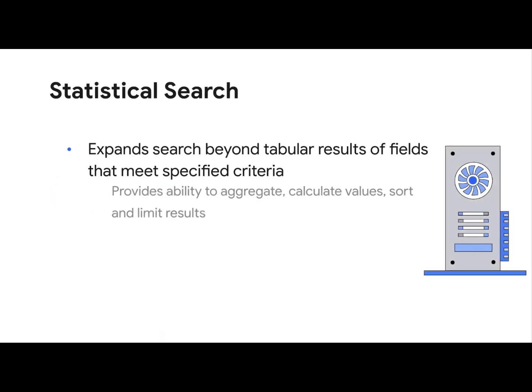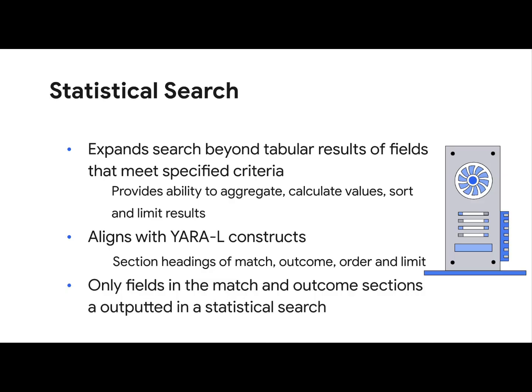Statistical search is an expansion of search that goes beyond the tabular result set that we get when we specify fields and values. With statistical search, the analyst has the opportunity to aggregate data by common values and generate calculated values while applying sorting and limits on the result set. In an effort to more tightly align search and rules, Google SecOps utilized YARA-L constructs for statistical search, so common groups like match and outcome will look familiar to those who write YARA-L rules. Even if you're not familiar with these constructs, this video will break these constructs down.